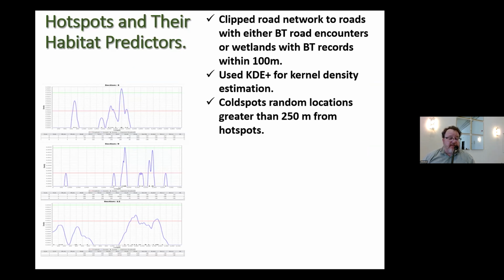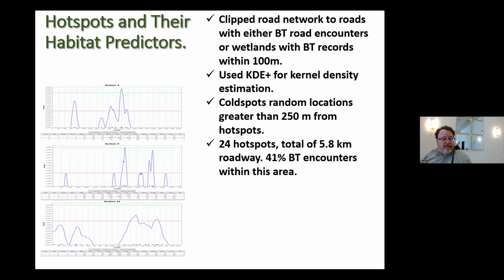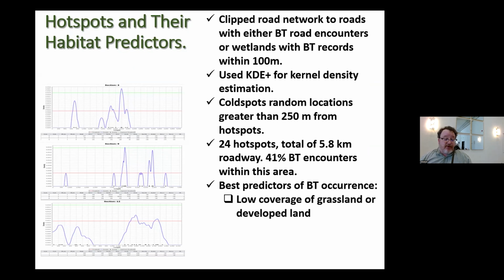a kernel density estimation. For cold spots, we picked random locations greater than 250 meters from the hotspots, but within that zone that we're talking about. And located 24 hotspots, about 5.8 kilometers of road out of about 1,000 kilometers of road that were really popped. 41% of the encounters were here, which means there's still 60% of them outside of it, but there's quite a few that are localized in a few places. Again, the best predictors were low coverage of grassland or developed land and high coverage of woody wetlands.